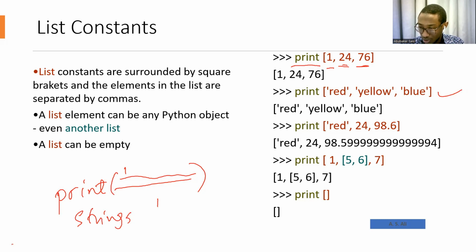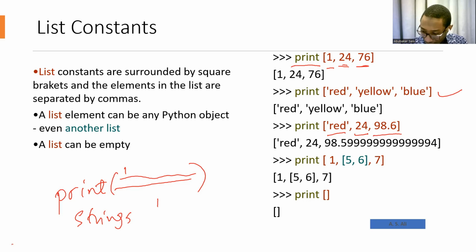Okay, and a list could contain a mixture of both. As you can see here, red is a string. This is an integer, whereas 98.6 is a float. So we have everything combined. Okay, so it doesn't matter that a list has to be homogeneous; it could be heterogeneous. Not only that, a list could contain another list.